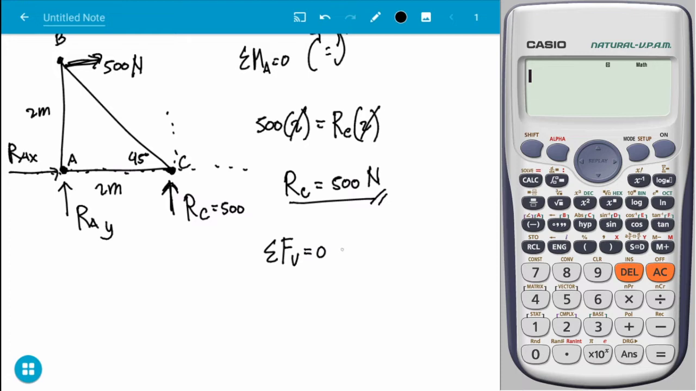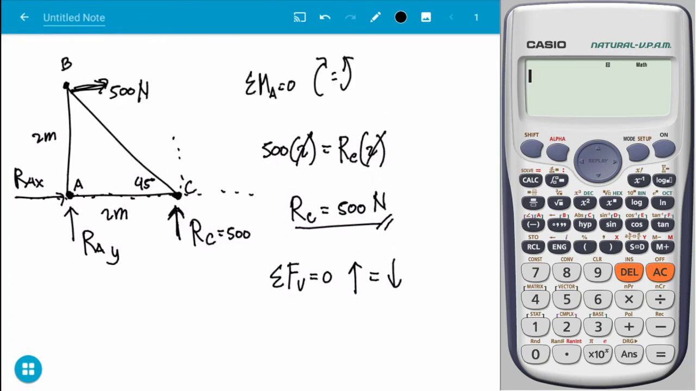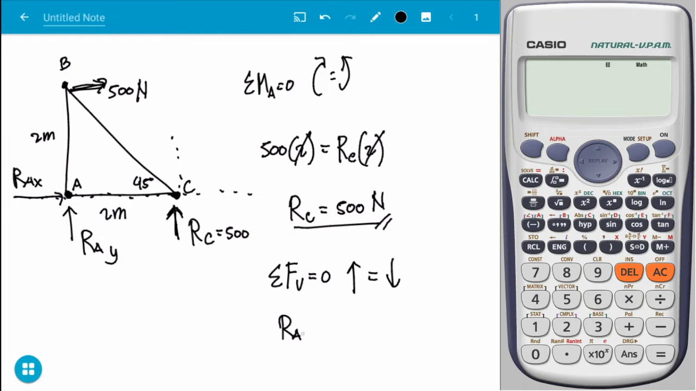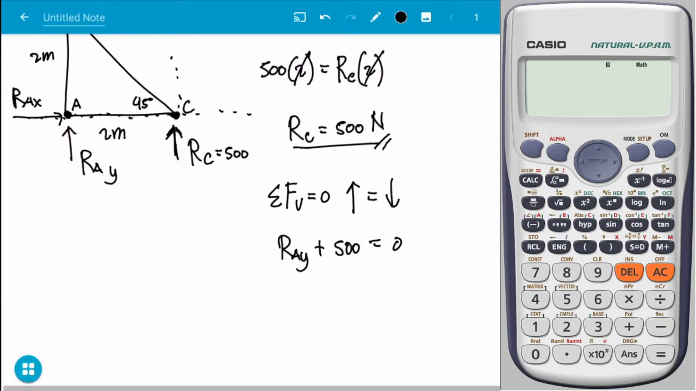Ano ibig sabihin nun? Upward equals downward. Okay? So, ang upward forces, ano yung upward forces? I think dalawa, no? RAY, okay, plus RC. Now, ang RC ko is 500, so, 500 na lang yung ilalagay ko. Okay? Now, that must be equal to the total downward forces. Ano yung downward forces natin? Notice, guys, na wala tayong downward forces. It is 0. Diba? Wala kasi. So, 0 yan. Therefore, you can actually solve RAY.